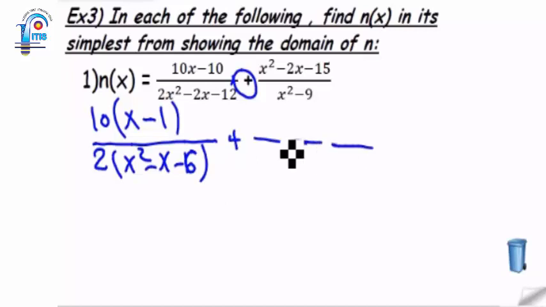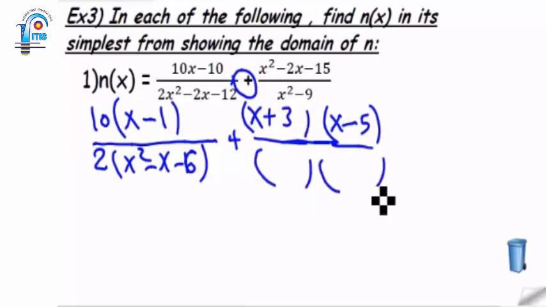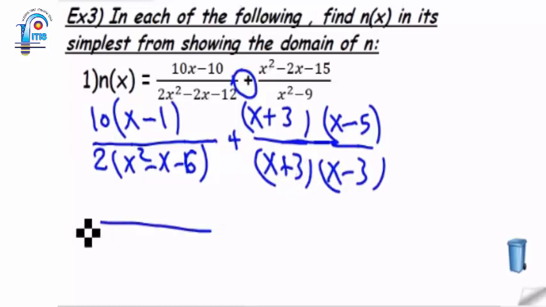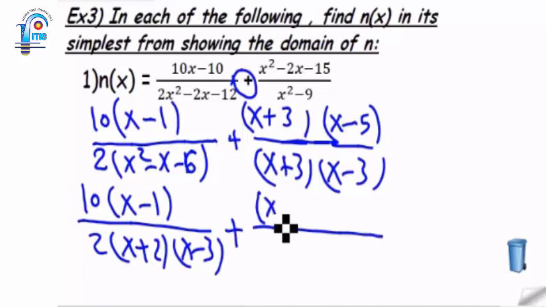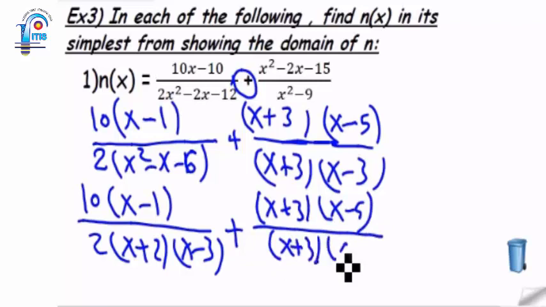Here at the numerator, three terms, a trinomial. x, positive, negative, the bigger takes the sign of the middle, 5 and 3. Here in the denominator, the difference between two squares, x, positive, negative, 3 and 3. We did not finish our factorization. At the denominator here, we have a trinomial. It will be also two brackets, x, the last term is negative, so they are different, 3 and 2, plus x plus 3 over x minus 5, x plus 3, x minus 3.